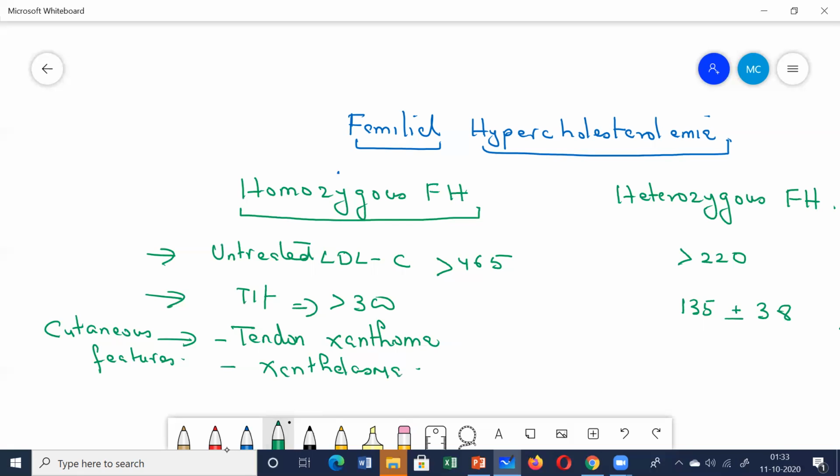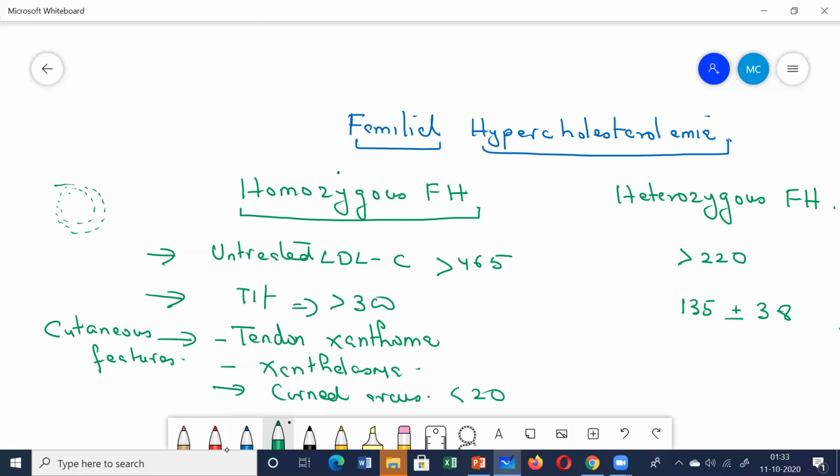Okay, and plantar xanthomas. So all these things are present. So in these, and one more thing is also there, around the cornea. There is a white colored ring formed around the cornea, which is called the corneal arcus. So in these patients, you can find the corneal arcus before the age of 20 years.